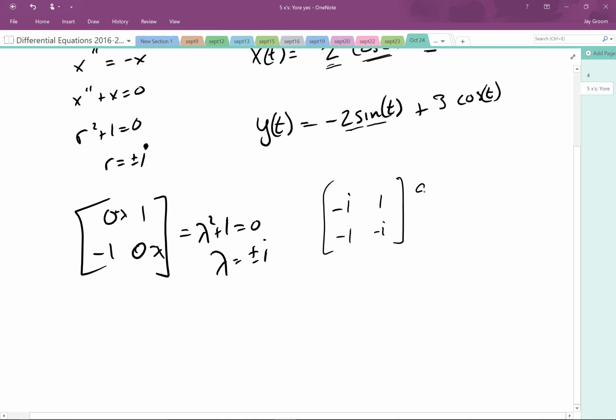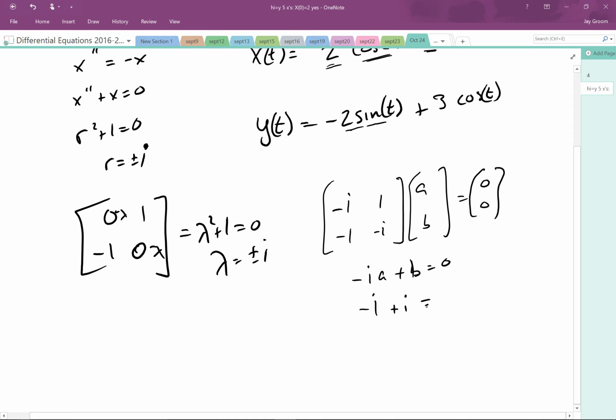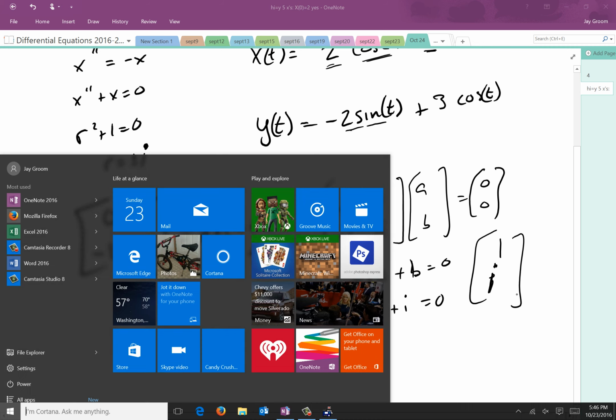And you need to multiply by A and B. And remember the computer said it was 1 and i. So let's see if I agree with it. So that's negative i times A plus B equals 0. Well, it said 1 and i. So that'd be negative 1 plus negative 1 i plus i equals 0. And that would have totally worked. So again, it said it was 1 and i. Okay, that's my eigenvectors.